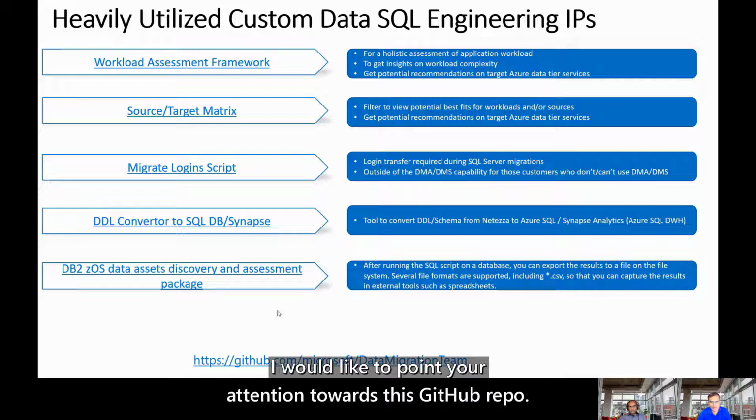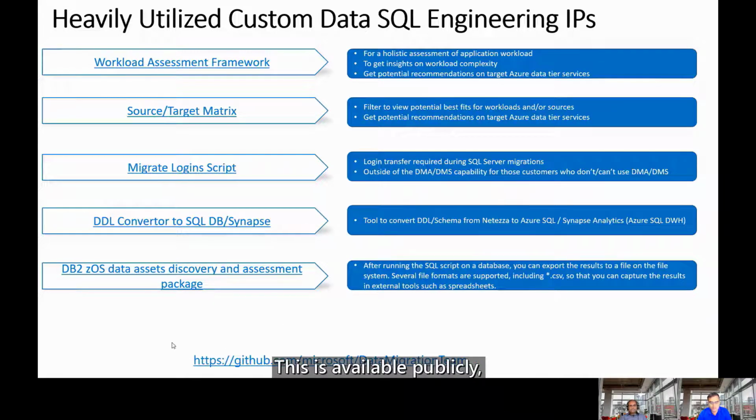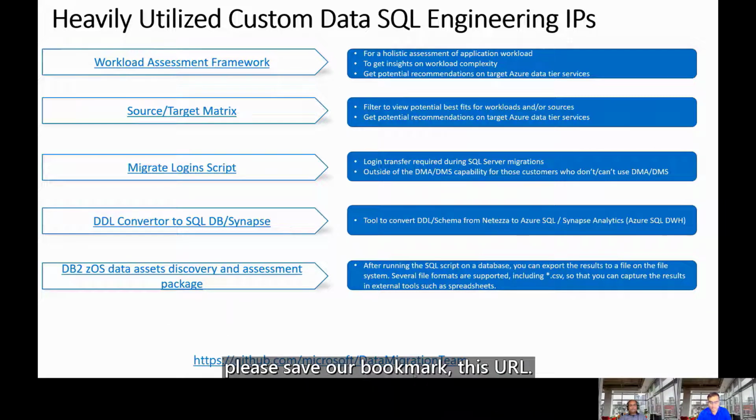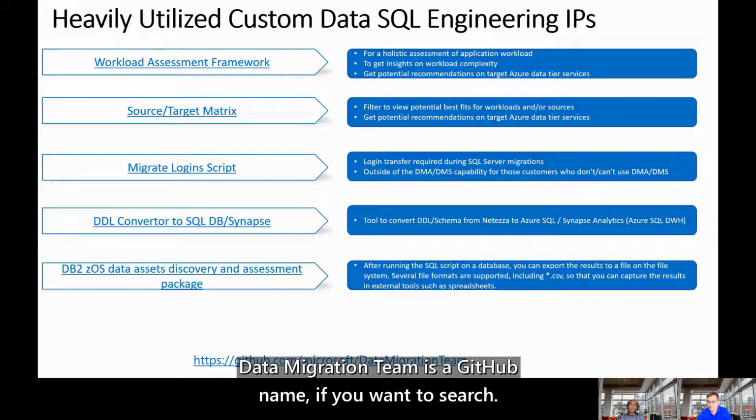Okay, and I would like to point your attention towards this GitHub repo. This is available publicly, so if you want to gain access to these custom IPs and many more, please save or bookmark this URL. Data migration team is the Git name if you want to search.